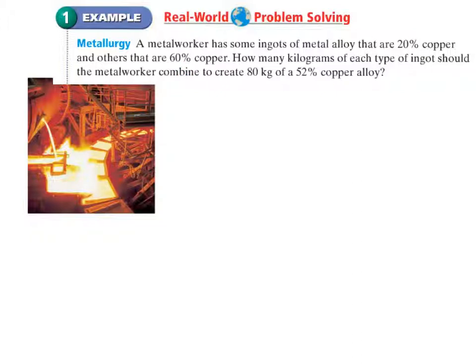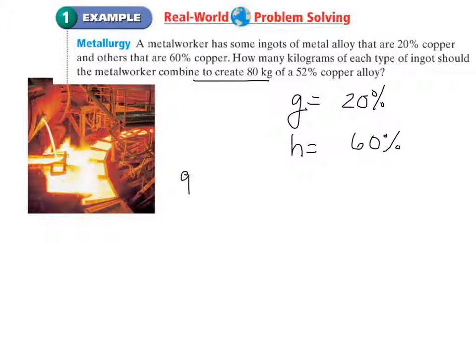If it helps you, you can write first what you need to find. So G, I'm going to say, is the mass of 20% alloy, and H is going to be 60%. So what do we know first? We have to have a total of 80 kilograms. That should be pretty easy to set up. G plus H, because each of those represents a mass. So the mass of G plus the mass of H would have to give me a total mass of 80.